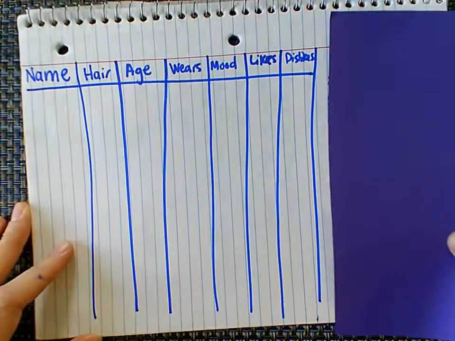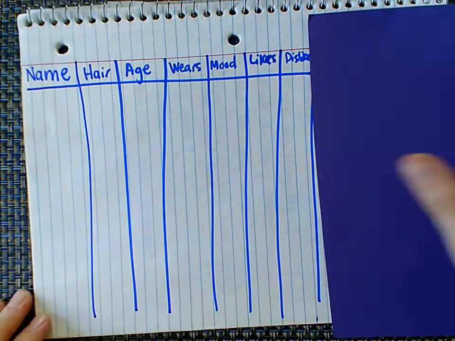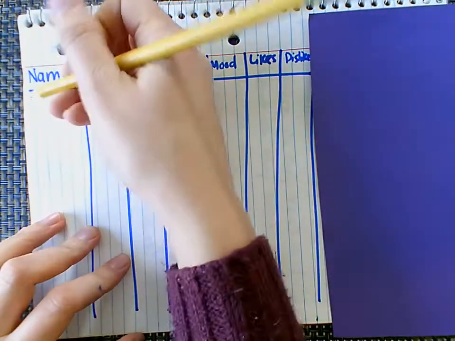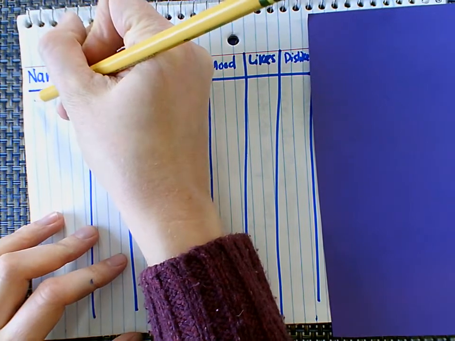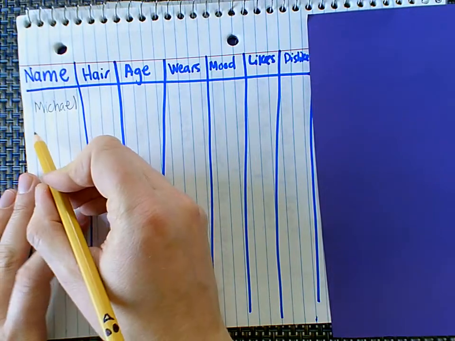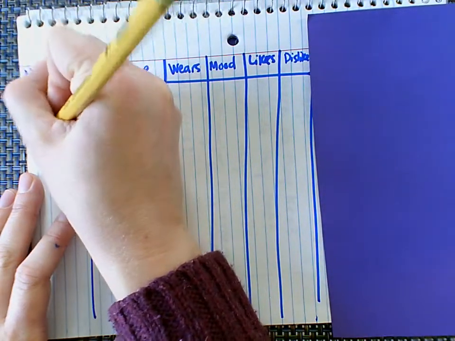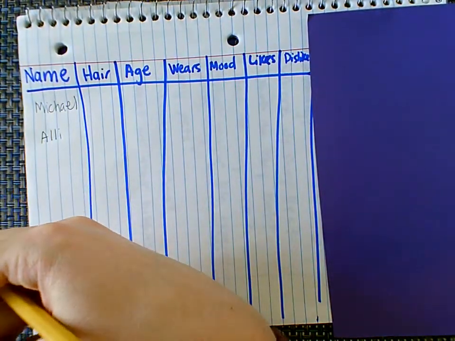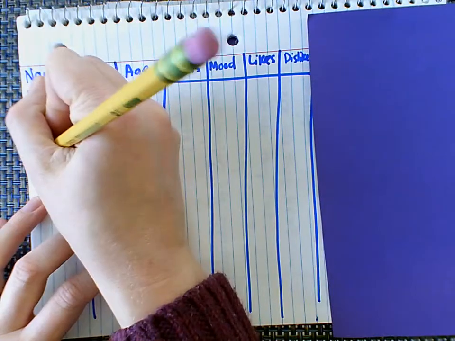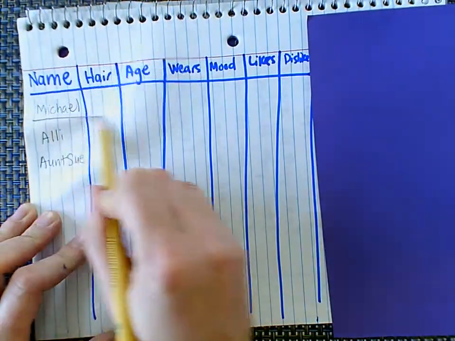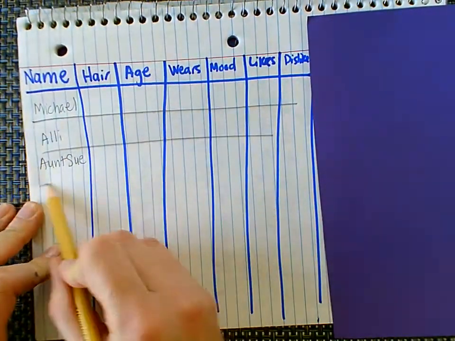I find it's easiest to do this when writing in the landscape orientation of our paper. And you can just jot down names. So maybe I'm going to write down characteristics of Michael, or write down characteristics of my friend Allie, or maybe even my Aunt Sue. And I'm going to create a table. I'm going to think about their characteristics.